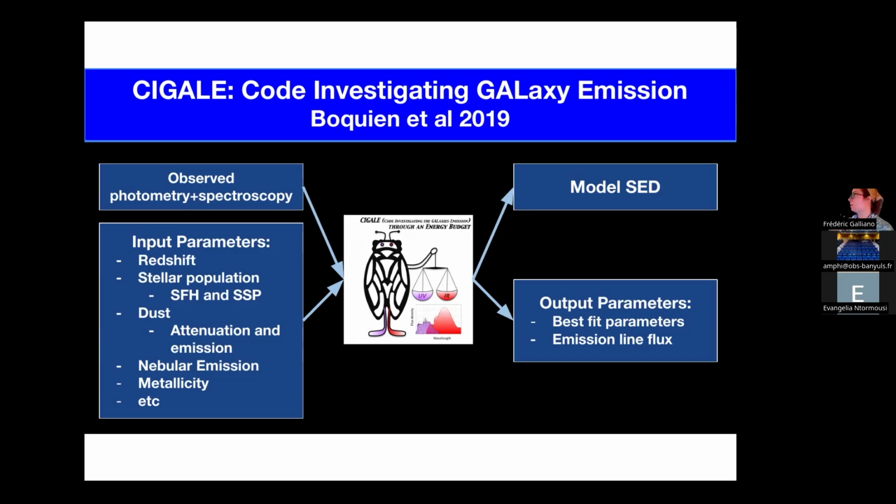We then get out a model SED, or spectral energy distribution, and a measure of the best fit parameters, so we can understand those characteristics of the galaxies. Additionally, we can get measures of emission line flux.